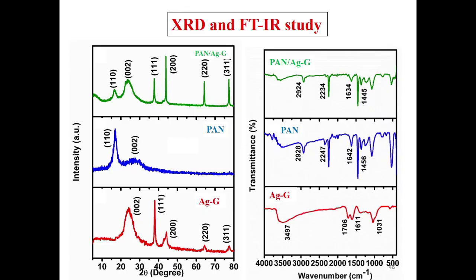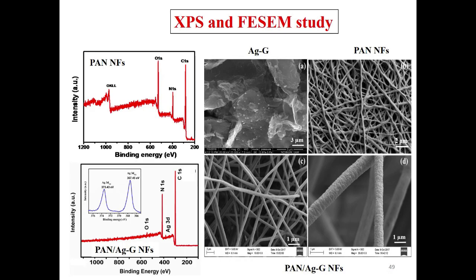Characterization of these fibers, the XRD and FTIR study itself, shows the formation of a uniform size of the nanofiber, with the presence of crystal planes and the presence of functional groups, showing that PAN AGG nanofibers are uniformly and effectively synthesized. This is the X-ray study and scanning electron microscopy study of this particular material.